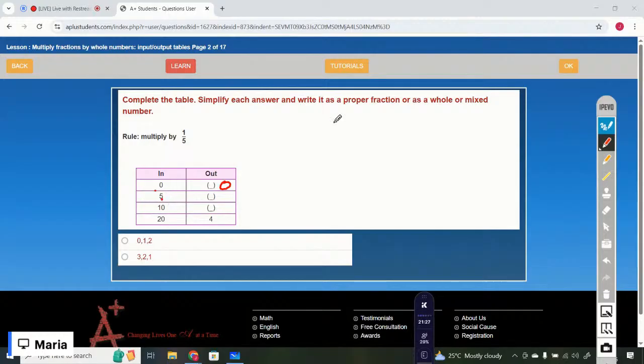The next one is 5. Just do 5 times 1 by 5. So 5 times 1 is 5 and 5 times 1 is 5. So 5 by 5 is 1. So here we have 1.